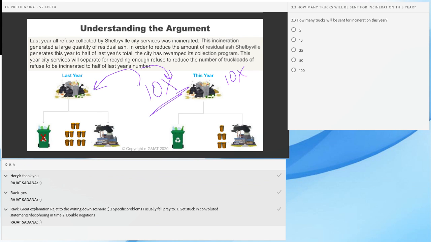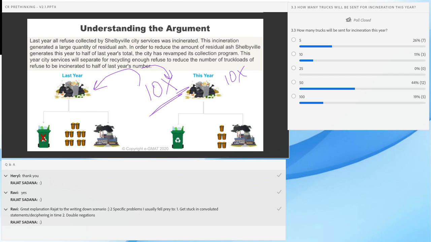3, 2. Come on, guys. I need more participation. I have 45 people here. I only have what, 20 answers? Come on. How many trucks am I going to send for incineration if I collect 10 times as much refuse? 25. Let's get to at least 30. How many trucks am I sending for incineration this year? 3, 2, and 1. All right. Let me end the poll.